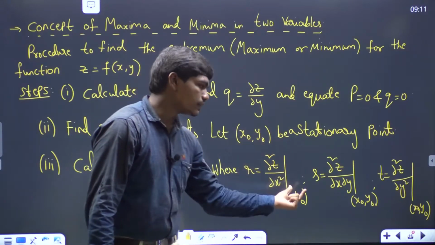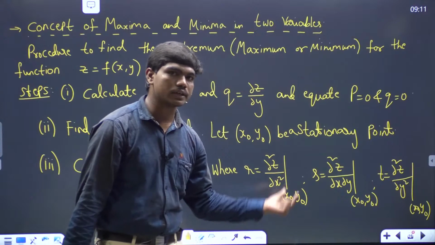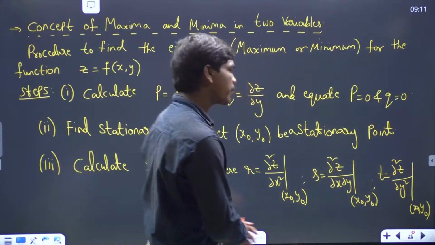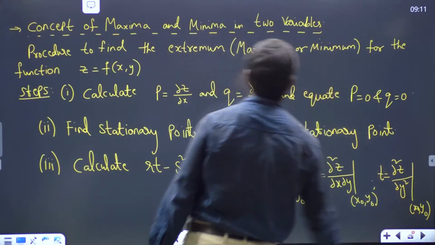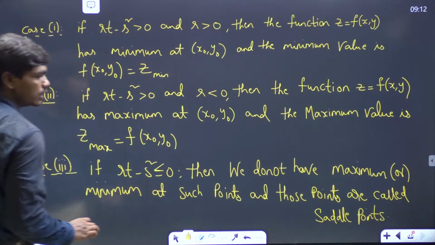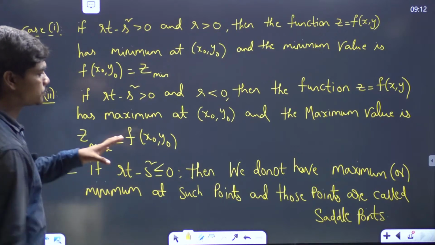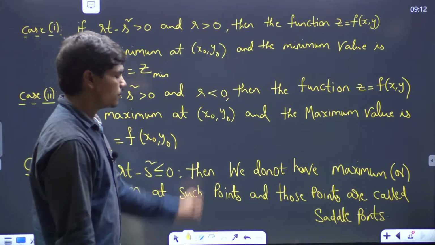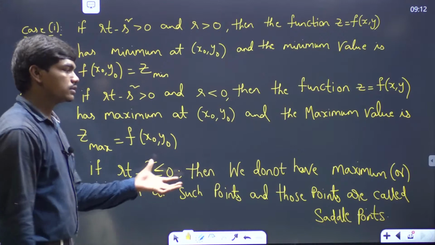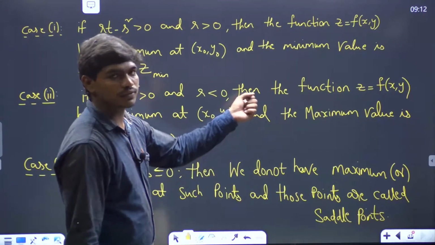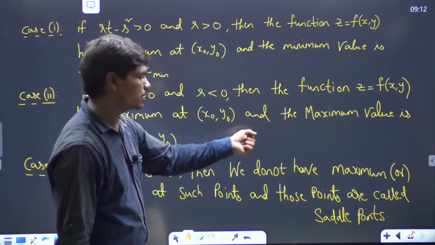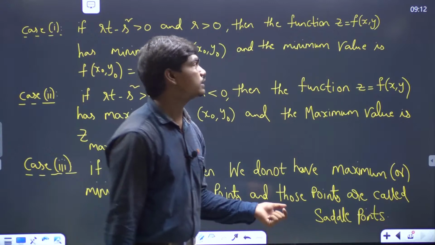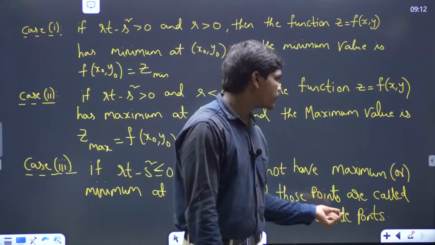So calculate these three values r, s, t, basically the second order derivatives of z with respect to x, with respect to both x and y, and then with respect to y alone. Then you'll get these r, s, t values. Now check for these conditions. Definitely it should satisfy one of these conditions. By obtaining the condition, you can decide whether the function has maximum or minimum at that particular point. And you can also get the maximum and minimum values for this function.